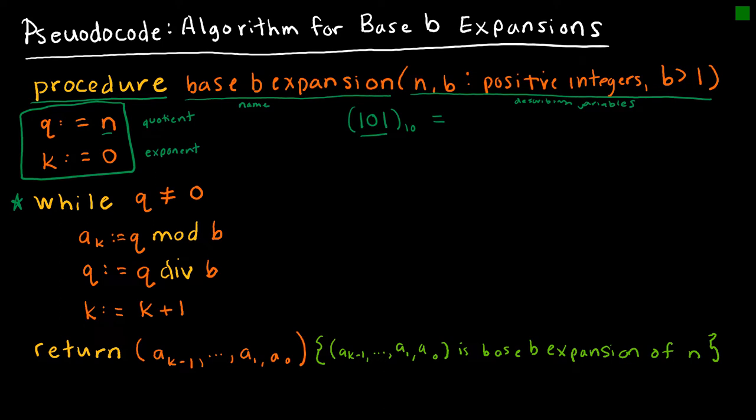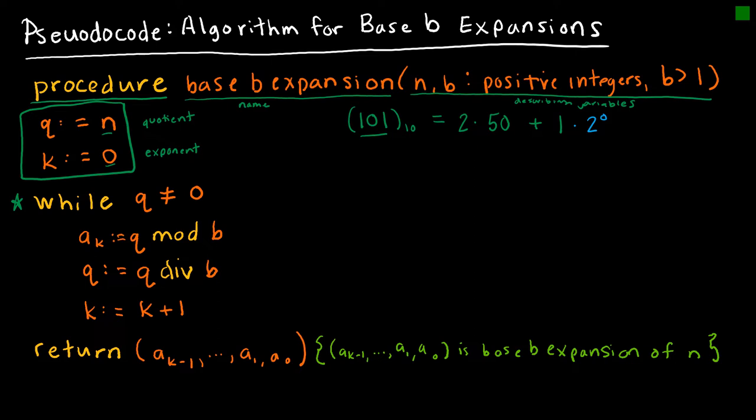And again, what that means is the first time that I perform this procedure, which we'll get to in a moment, but we already know it from our last video, I would take 2 times some number, which in this case would be 50, plus a remainder. So this k equals 0 is essentially saying when you get to the end, this 1 is going to be multiplied by 2 to the 0. Okay, so that's what the k equals 0 means.